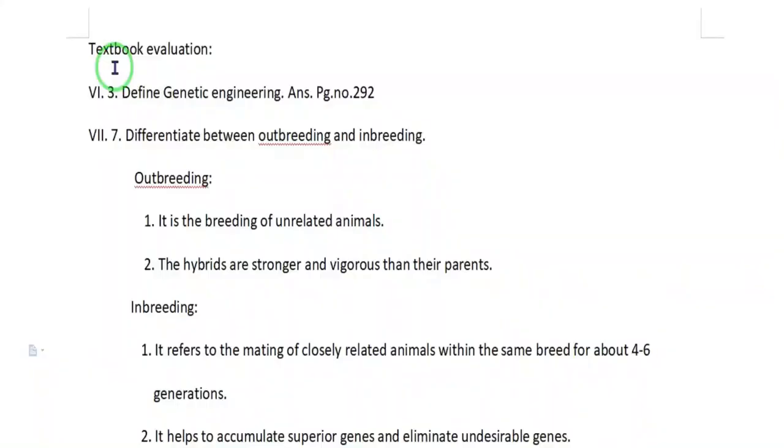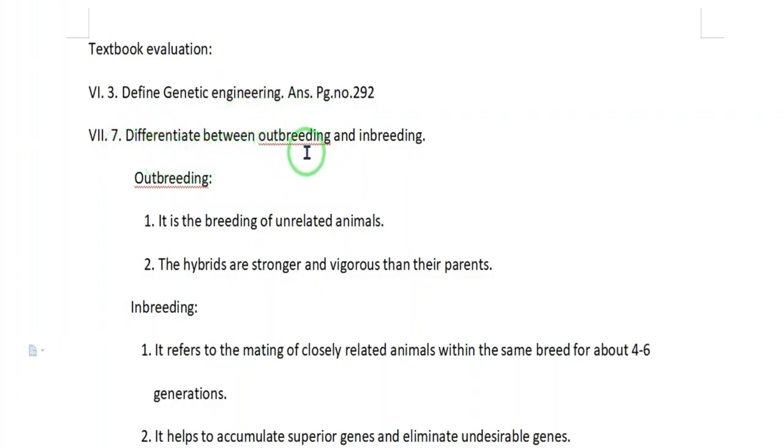Textbook evaluation. Roman number 6, question number 3. Short answer questions. Define genetic engineering. Answer, page number 292, first paragraph. Genetic engineering is the manipulation and transfer of genes from one organism to another organism to create a new DNA called recombinant DNA.